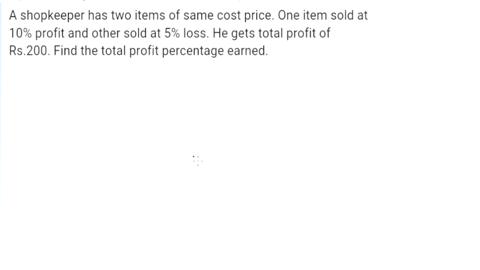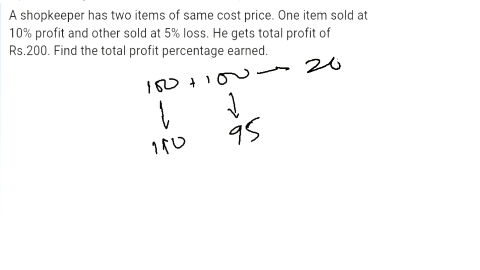Here, for example, a shopkeeper has two items of the same cost. Let's say both of them cost 100 rupees each. They're the same. So one is sold at 10% profit, so the selling price will be how much? 110. And one is sold at 5% loss, so that's minus 5, 95. So this total is how much? Cost total is 200. The selling price total is 110 and 95, just add it, 205, right?